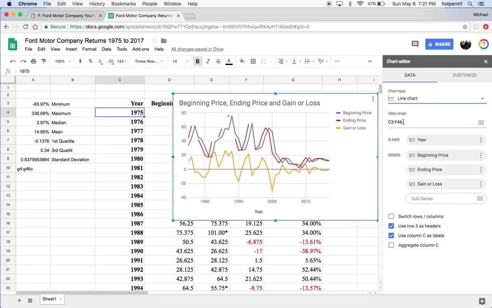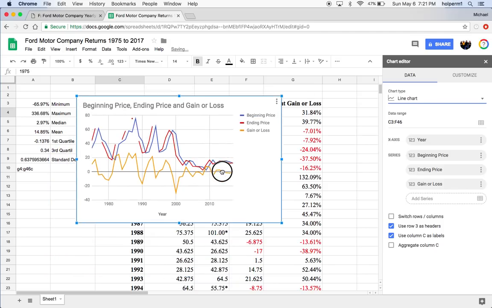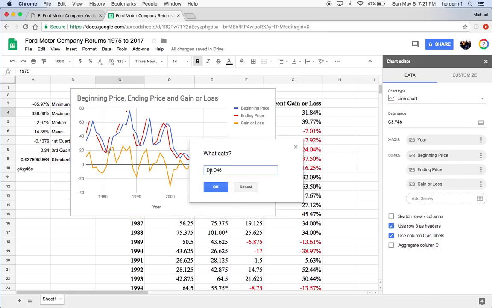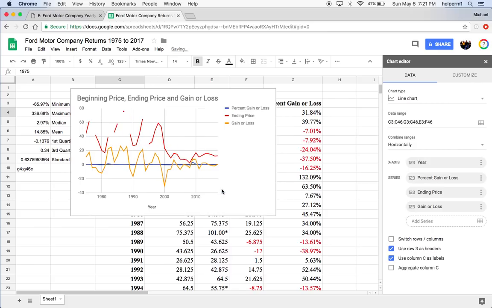Yours may be a little bit different, but what you need to make sure of is that your x-axis is the year, and then your y-axis is going to be that percent gain or loss, which we don't have right here. So we're going to need to change that by going to Edit, and instead of having D3 to D46, we want G4 to G46. So we're going to put that in instead, and then we're going to click OK.